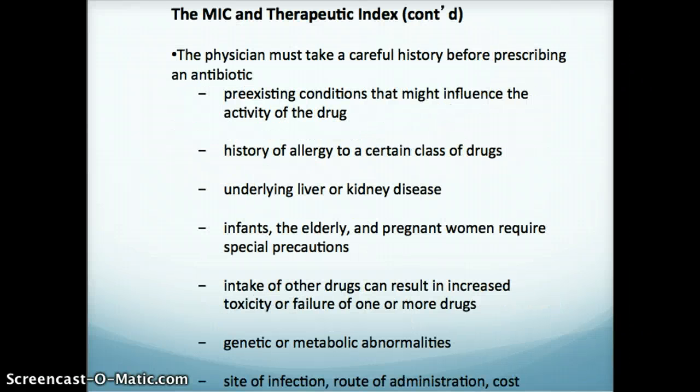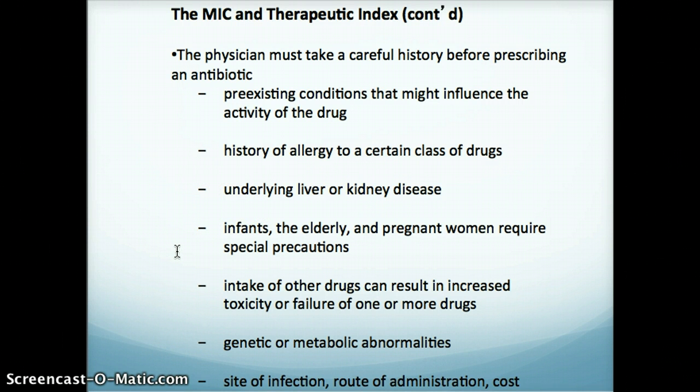And then lastly on this, when a physician is looking at prescribing an antibiotic, there are many things that a physician would need to take into account. So they'd need to look at pre-existing conditions that might influence the activity of the drug. So sometimes people may have conditions where the drug would not work as well. History of allergy to a certain class of drugs. So if you're allergic to penicillin, amoxicillin probably would not be a good choice. It's in the same family of drugs, or class. Any kind of underlying liver or kidney disease. Some antibiotics are much more difficult for the body to process. These are things that physicians need to keep in mind.